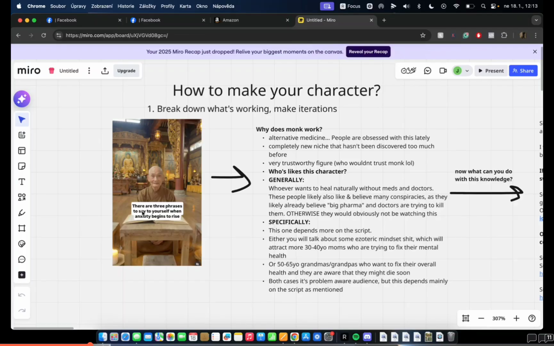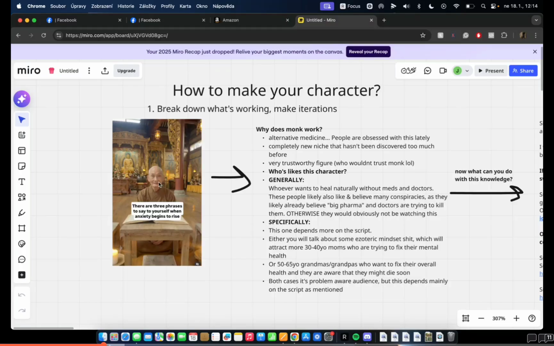It doesn't matter the age, but this is going to be the avatar that you're going to be targeting usually with Monk and with the scripts that fit Monk. And then specifically, the age will depend mainly on the script, but also on what you target in the script as the pain point. So if it's something like anxiety, or really just about mindset, I would even argue not even 30, 40-year-old moms, but if it's something about mindset, it could even target 25-year-old to 35-year-old people who are trying to meditate and all of that.